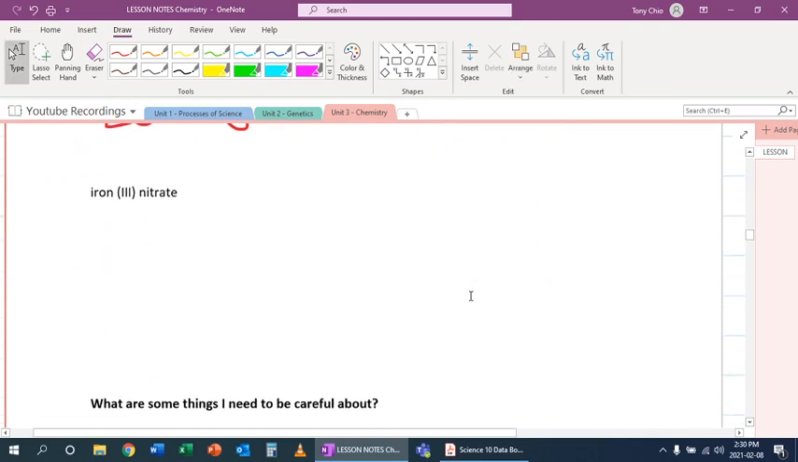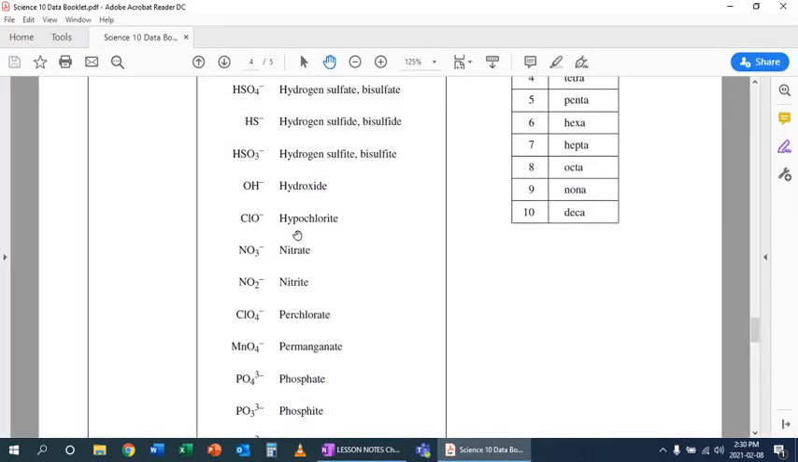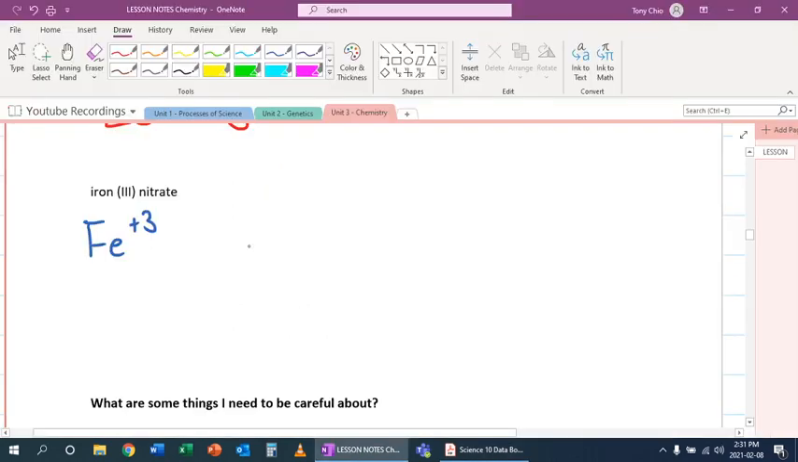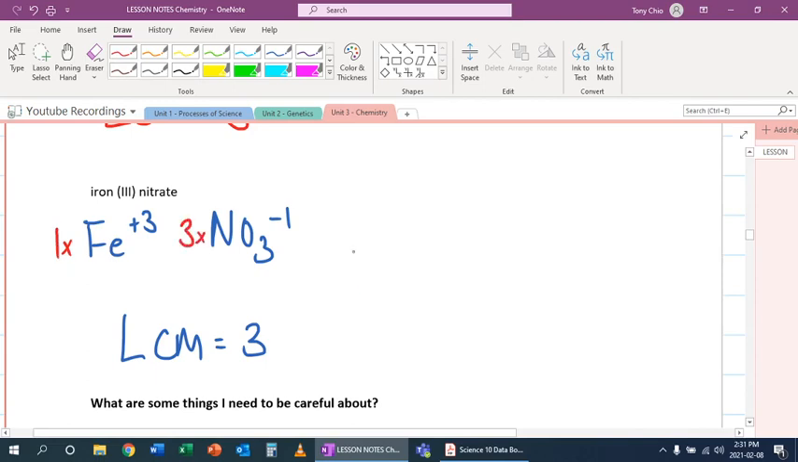If I look at my next example, iron 3 nitrate, let's take a look. Iron 3 means it's Fe plus 3. Nitrate is a polyatomic ion. Nitrate is right here. That's NO3 minus 1. What's the LCM again of 3 and 1? It's 3. But this time, I only need 1 iron and 3 nitrates. So what I have here is Fe, just 1, don't need anything with it. But nitrate, I have 3 of them. So I need parentheses, NO3, 3.